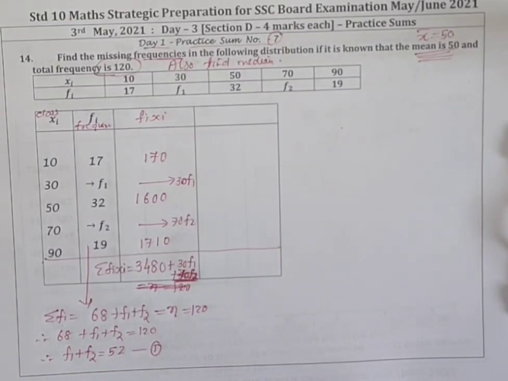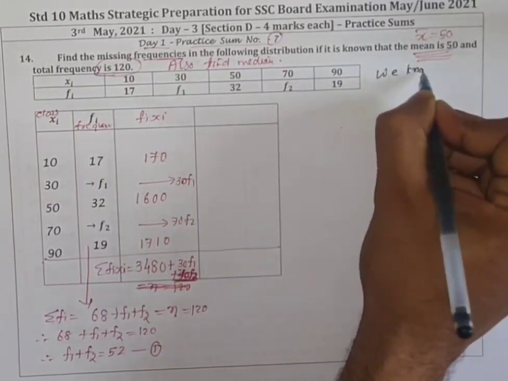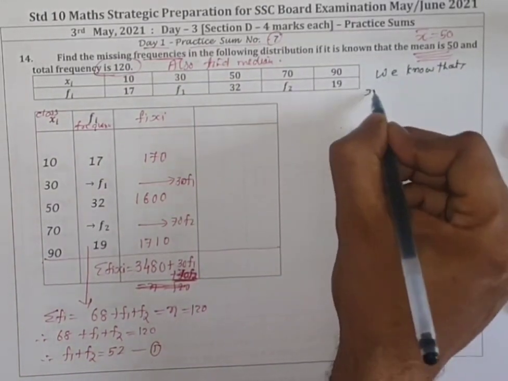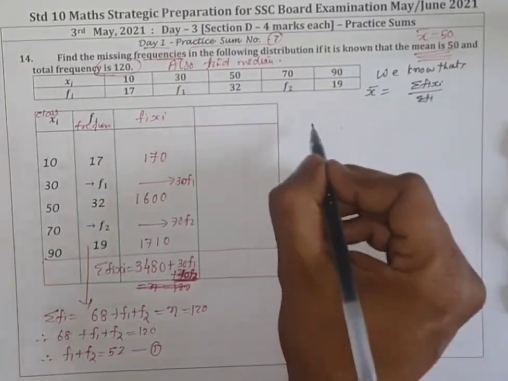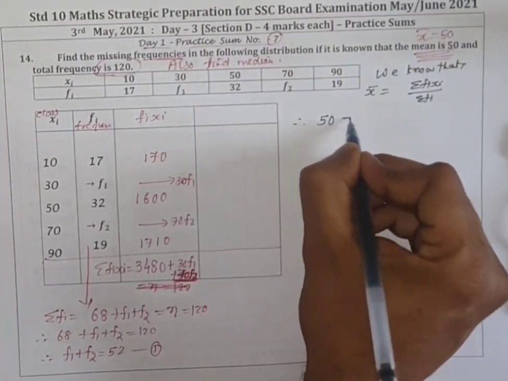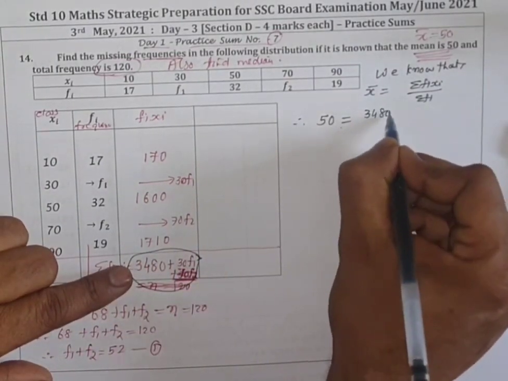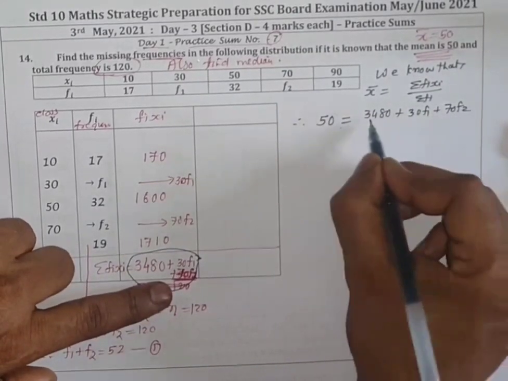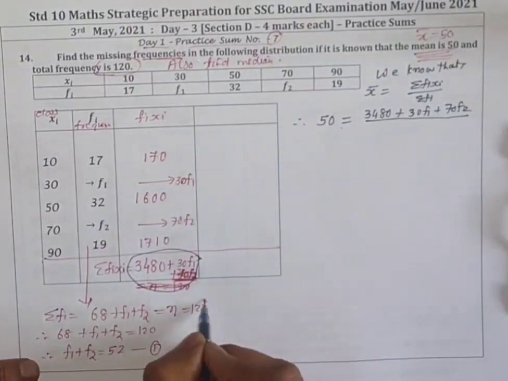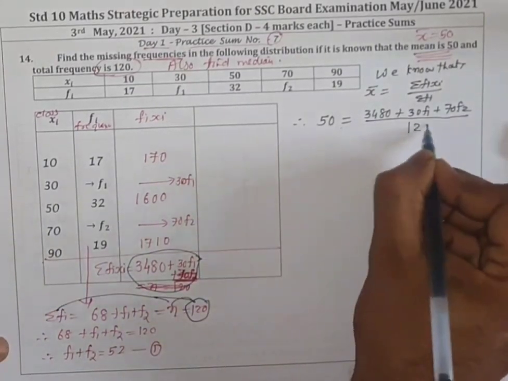Alright. अब हमें f1 और f2 ढूंढना है. चलिए तो एक इक्वेशन मिला है. दूसरा इक्वेशन, we know that mean वाली फॉर्मूला and that is direct method. x bar is equal to sigma fi xi upon sigma fi. चलो x bar is known, that is 50. sigma fi xi is 3480 plus 30 f1 plus 70 f2 whole upon. Now this is known, 120. n या sigma fi बोलो या n बोलो, that is 120.